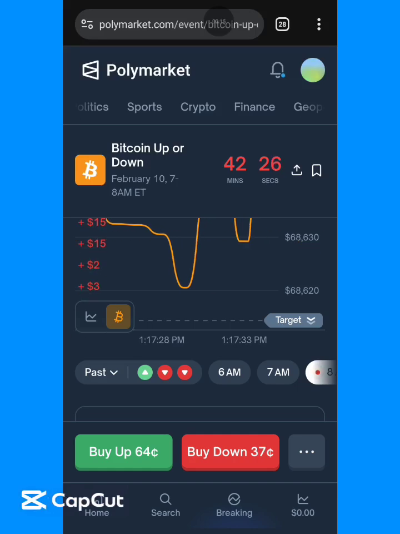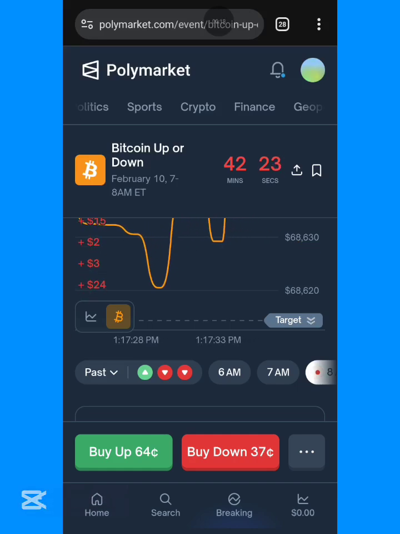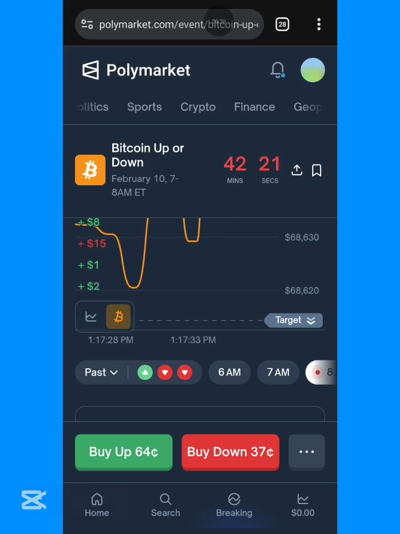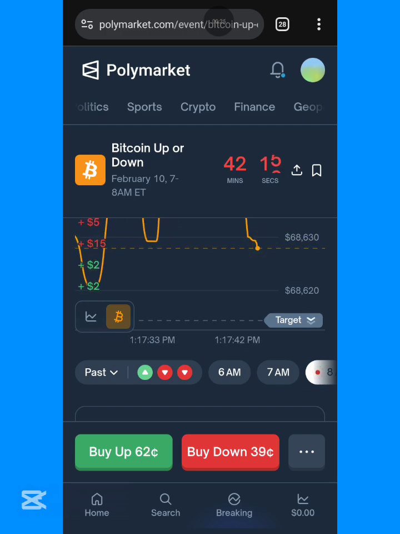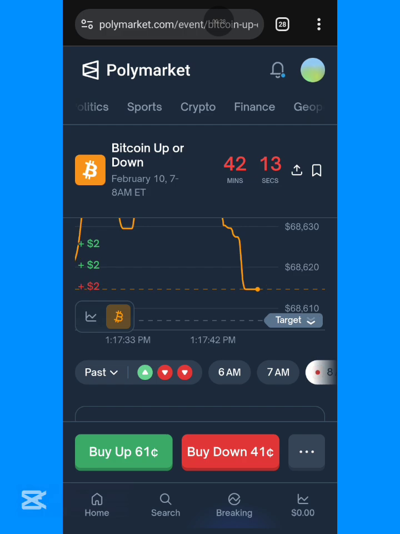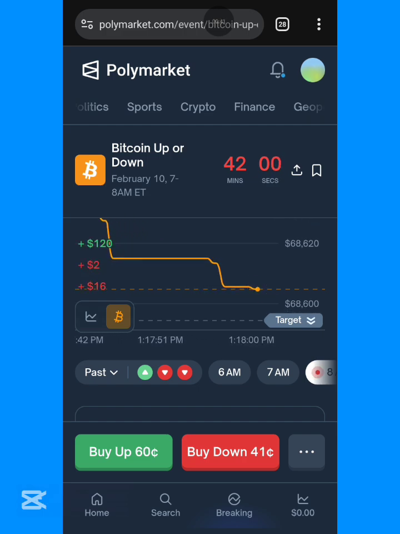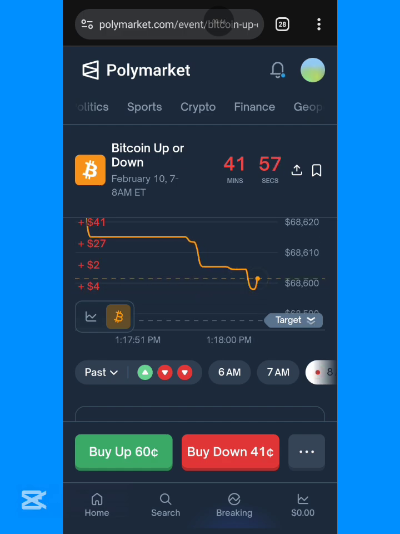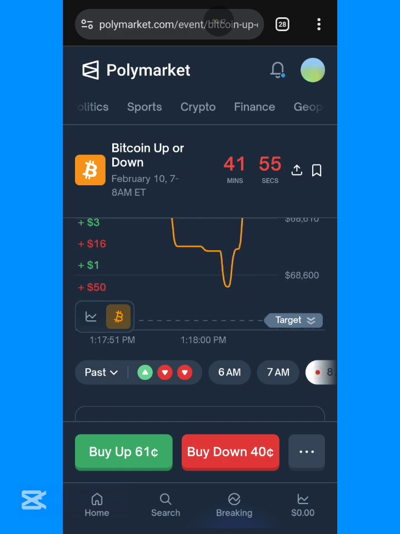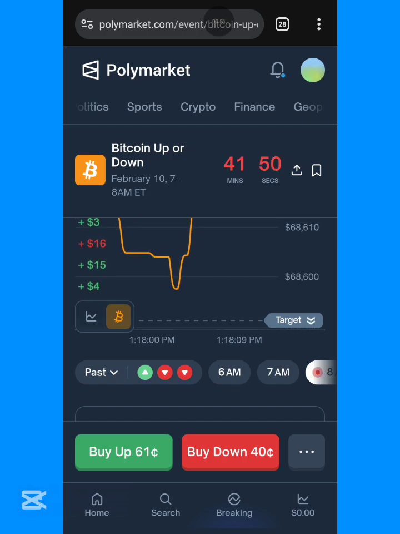This is Polymarket, and in this video I want to explain to you how you can make use of buy limit order and sell limit order. I have done a video on how to make use of it with a laptop ratio or 16:9 ratio, which is a YouTube ratio, but some people prefer mobile ratio like a TikTok ratio. So that is why I'm making use of a mobile to explain this process.